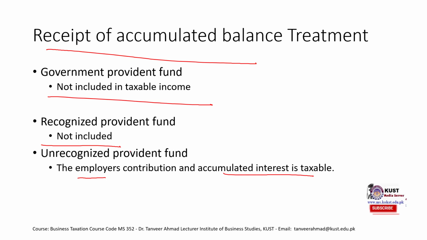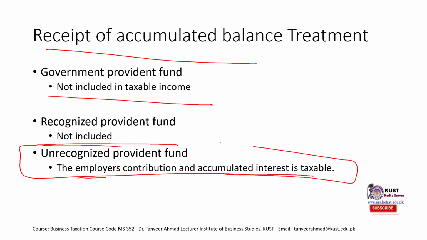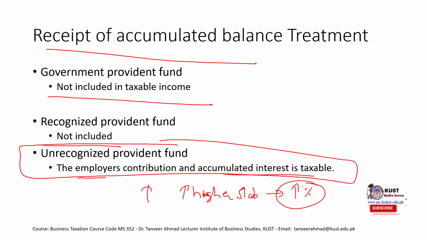Now you get the idea that the unrecognized provident funds are at a disadvantage, because when the employee retires, he would have to pay a higher tax on the lump sum amount, and when you have a higher amount, you are in a higher tax slab. We would discuss this tax slab later on in our lectures. And when the tax slab increases, the percentage of tax also increases. So unrecognized funds are at a disadvantage in this way.